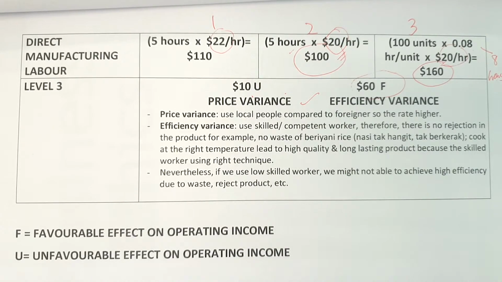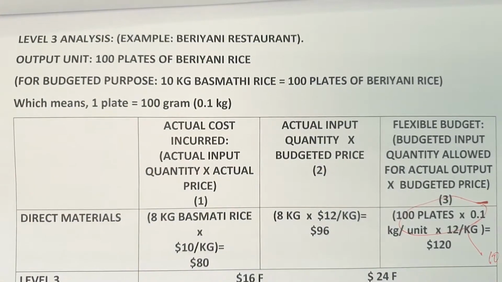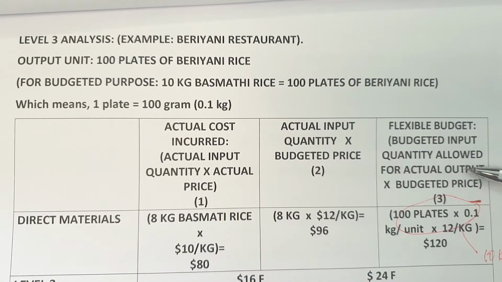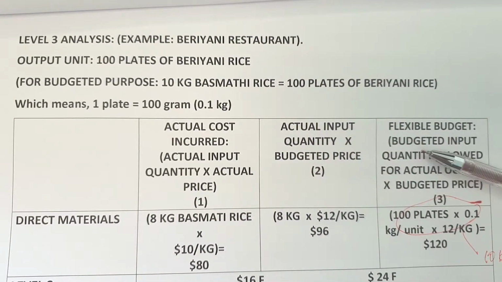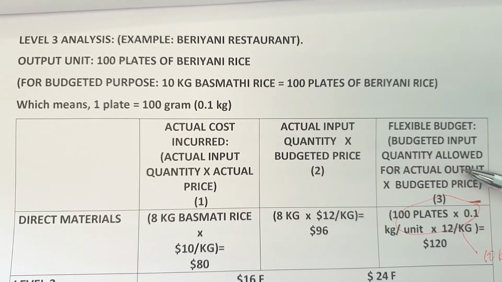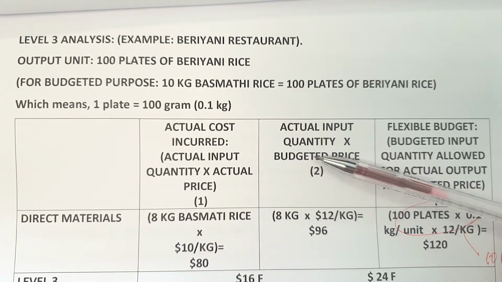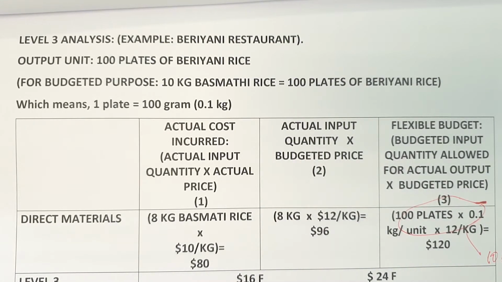That's all, and I hope you understand more, especially what is meant by the budgeted input quantity, as well as how to differentiate between the budgeted input quantity allowed for actual output and the actual input quantity that we normally use in level 3 analysis. That's all for today.